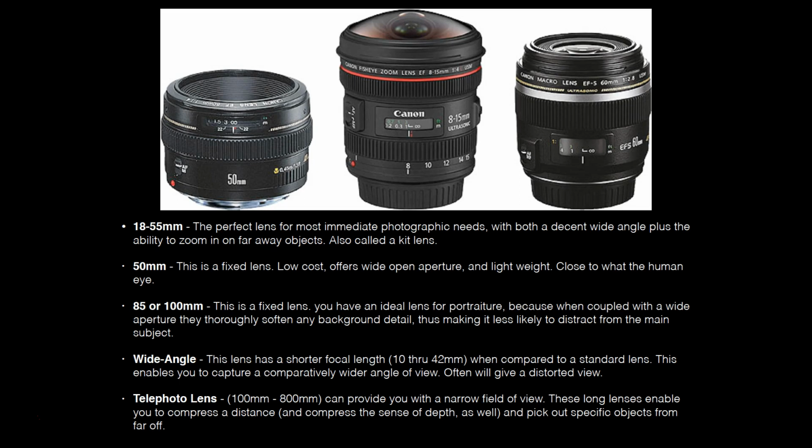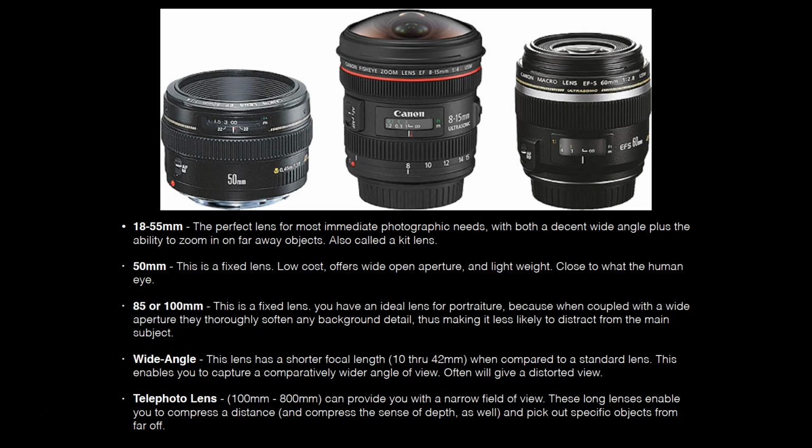But if you have a kit lens, which is 18 to 55 millimeter, it is what a lot of basic camera kits come with. That's why it's called a kit lens. It's pretty decent wide angle, but you have the ability to zoom.